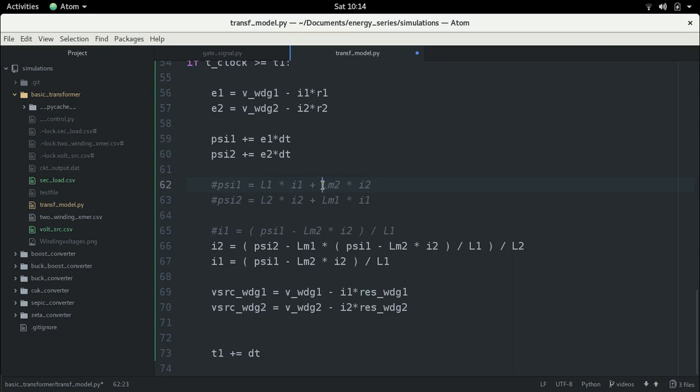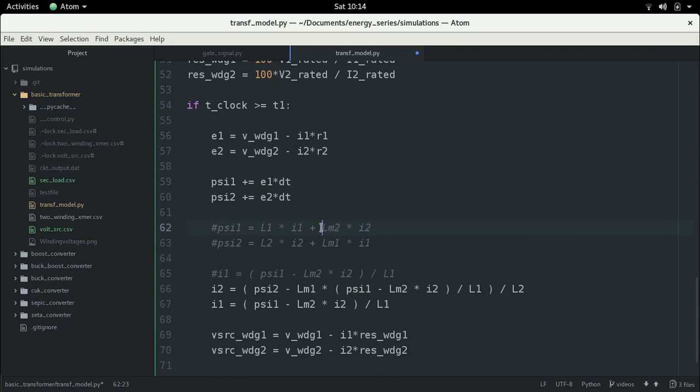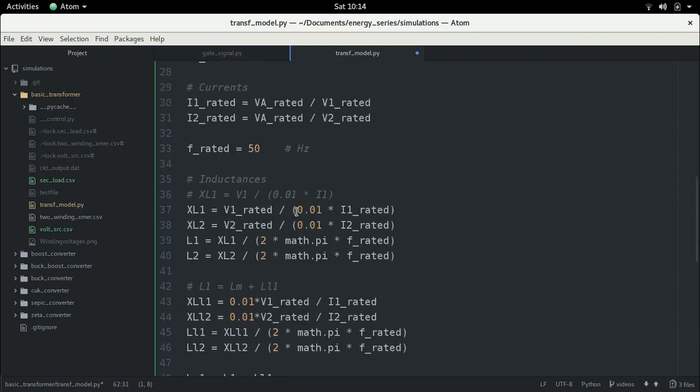We are multiplying the magnetizing inductance of the winding with respect to the current of the winding. This is not what we should be doing. We have to multiply this with the mutual inductance of this winding with respect to, we have to take into consideration the mutual inductance. So now what is mutual inductance?